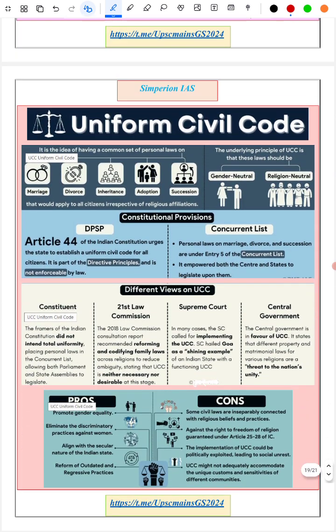Again, we have covered one of the important topics, which is also currently in the news, that is the Universal Civil Code, under secularism. We have given the idea of the Uniform Civil Code, and the main topics covered under it: marriage, divorce, inheritance, adoption, and succession. And we have given DPSP, the concurrent list, constitutional provisions, and different views regarding the UCC, that is the Constituent Assembly, the 21st Law Commission, the Supreme Court, and the central government. We have given the pros of the Uniform Civil Code, UCC, and the cons of UCC.